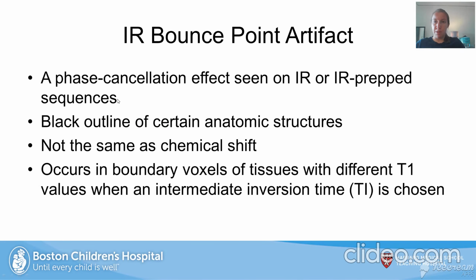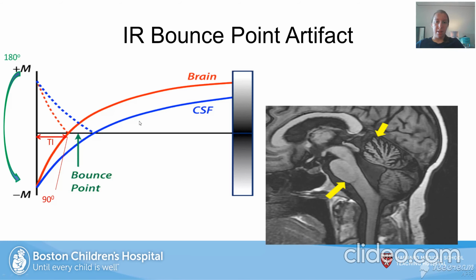There's also the inversion recovery bounce point artifact. It's also a phase cancellation effect seen on an inversion recovery or inversion recovery prep sequence. There's a black outline of certain anatomic structures. It's not the same as a chemical shift because it occurs in T1 weighted images, but it occurs in boundary voxels of tissues with different T1 values when an intermediate inversion time, TI, is chosen. I do talk about this in a previous talk on pulse sequences, and inversion recovery used to cancel out different tissue.